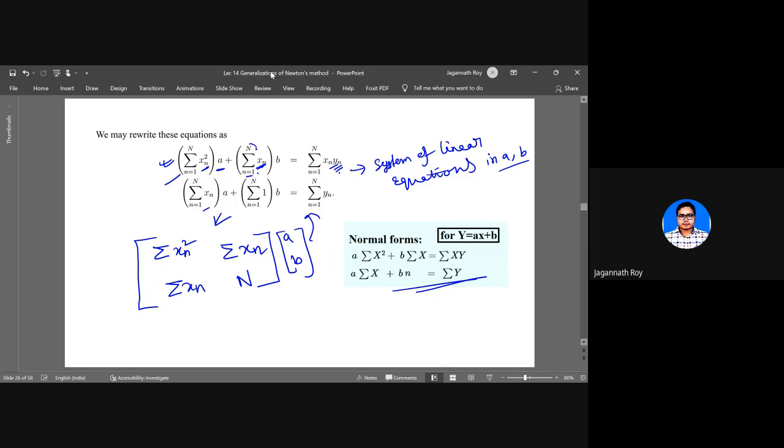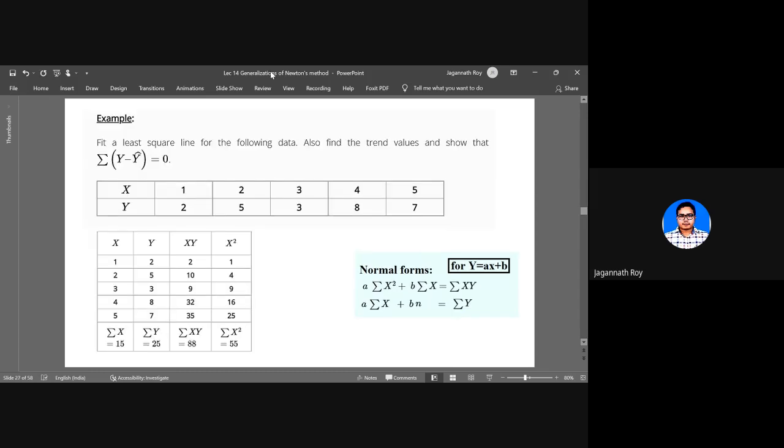Now let us see one example, then our idea will be clear. These are the 5 values that are given: x1, x2, x3, x4, and x5. Similarly, y1, y2, y3, y4 and y5 are given.